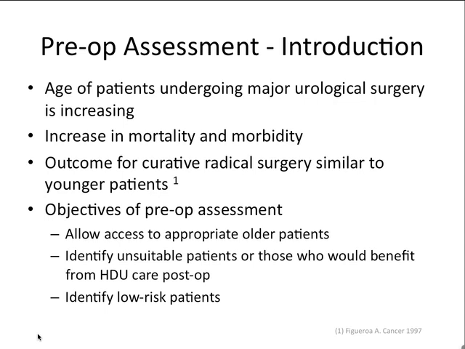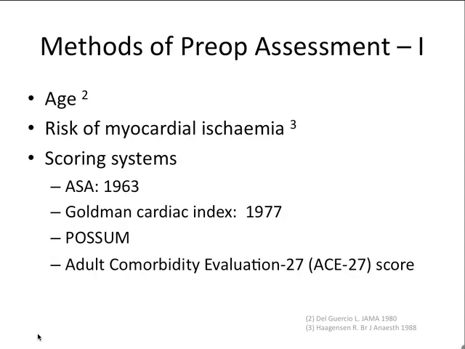The age of patients undergoing major urological surgery is increasing. And we know that with increasing age, there's an increase in mortality and morbidity. But if you identify appropriately older patients, they can have the same outcome as younger patients. So the objectives of any preoperative assessment are to allow access to appropriately chosen older patients, to identify unsuitable patients or those that would benefit from being managed in an HDU or high dependency environment, and equally to identify low-risk patients who can be managed on the wards. Now, the idea is to make efficient use of ICU services, but also identify reversible or treatable problems that a patient may have preoperatively.